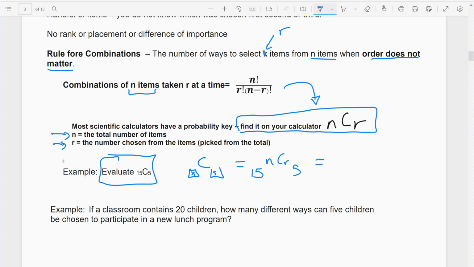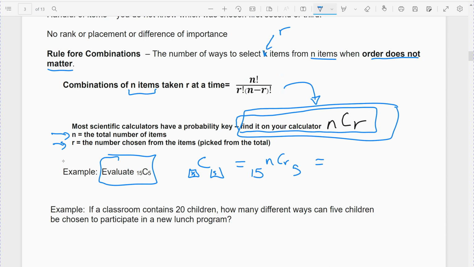You can use the formula, but like I said, the formula is a little messier in this case, so I would strongly encourage you to find the calculator function. But if you can't, you can always revert to the formula. The formula is provided for you. You don't have to memorize it.